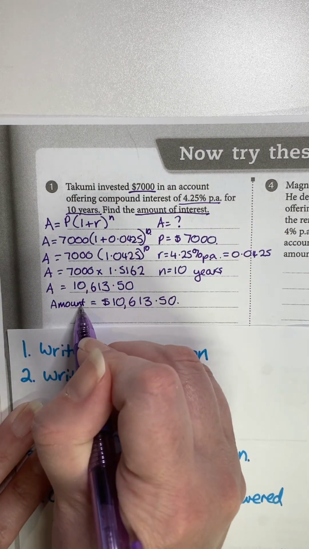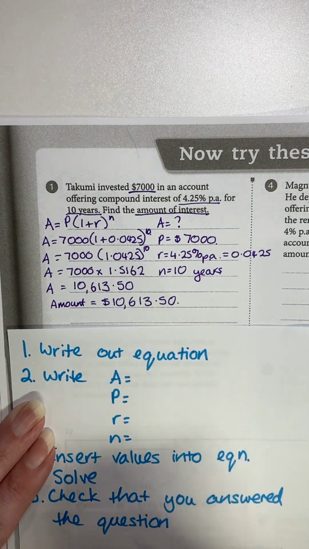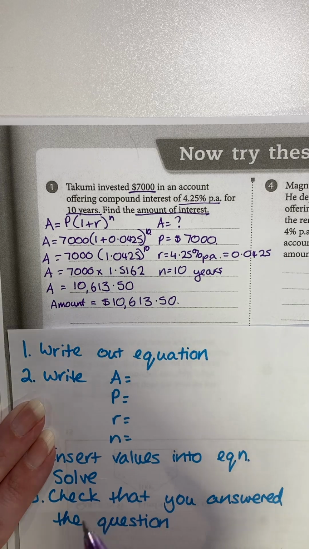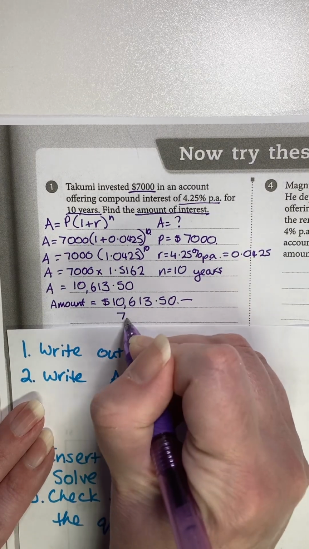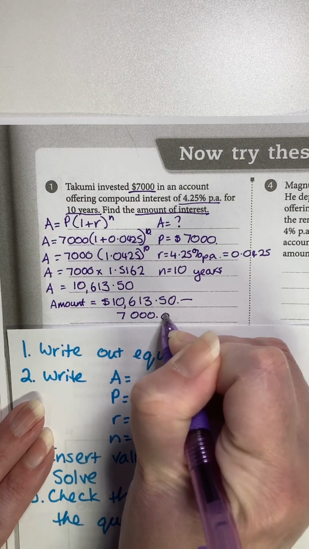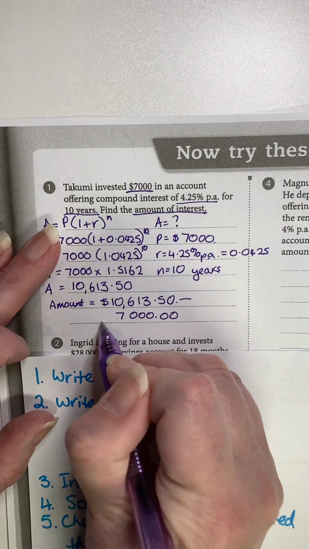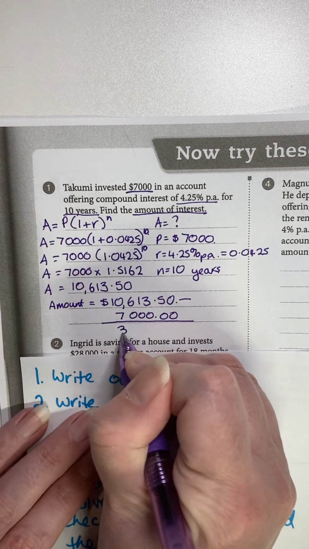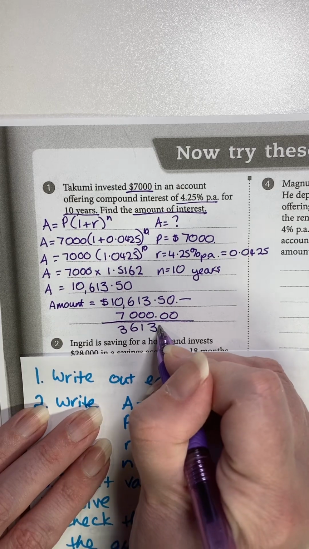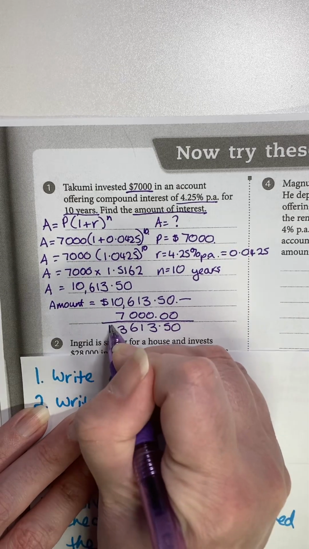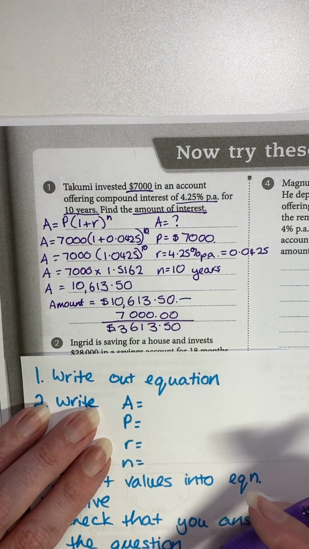This is our total here. So this is at step 5. Check that you're answering the question that they're asking. So what we are going to do is take away the 7,000 that we had initially, because that's our principal, and we have earned $3,613.50 in interest.